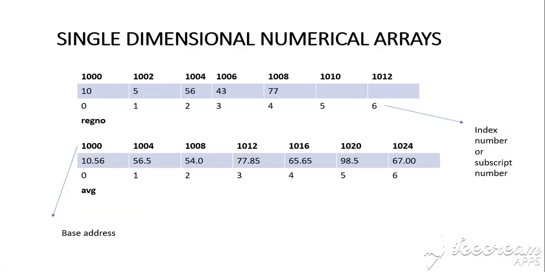Okay, so we can store both integer numbers and float numbers in a single dimensional numerical array. So first of all, we are considering single dimensional numerical arrays. The starting address of the array is known as the base address. We can see that the whole array is stored under a common name, average. In this example, it is stored under a common name, register number. Each and every element is accessed using an index number or subscript number. In C language, this index number always starts from 0.